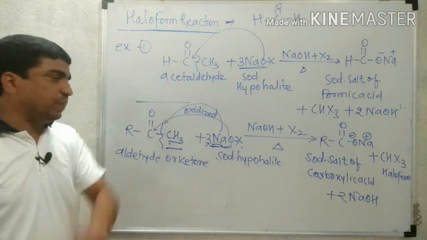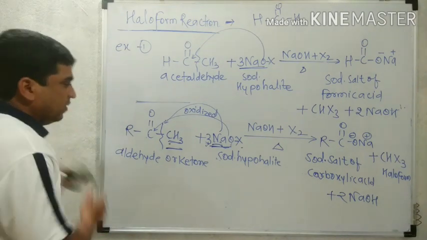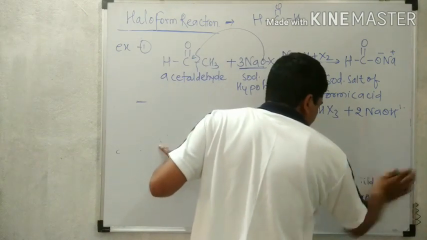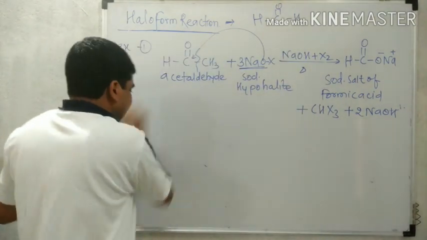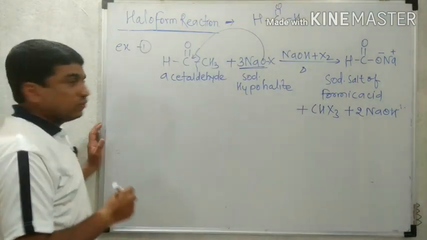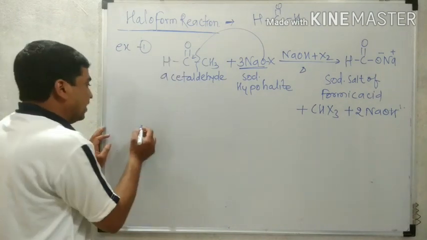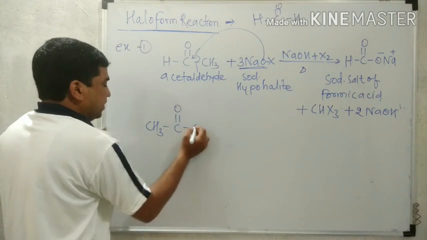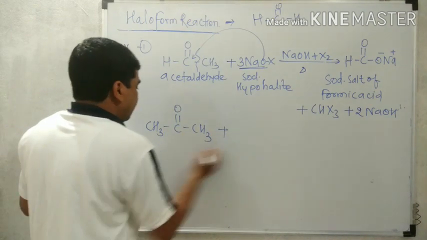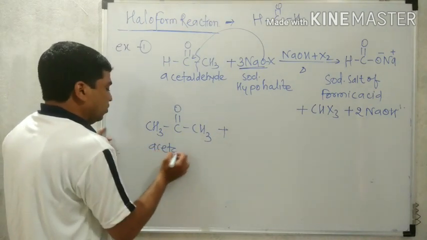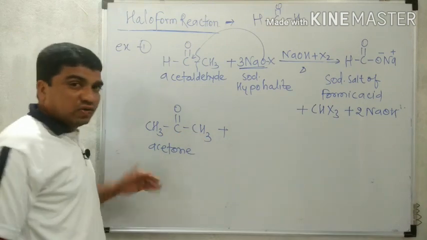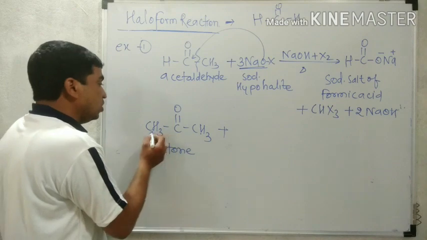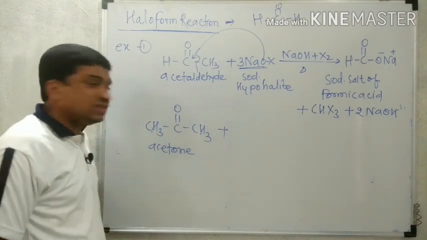Now you can prepare the example for acid. So homework for you: complete the action of sodium hypohalite on acid. You have to complete this equation. What happens with acetone? Firstly, can acetone take part in this reaction? Yes, because it contains two methyl groups. We want at least one.